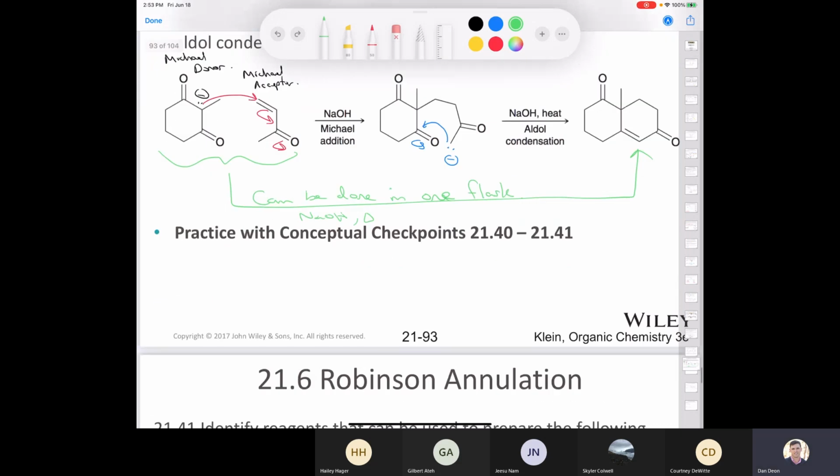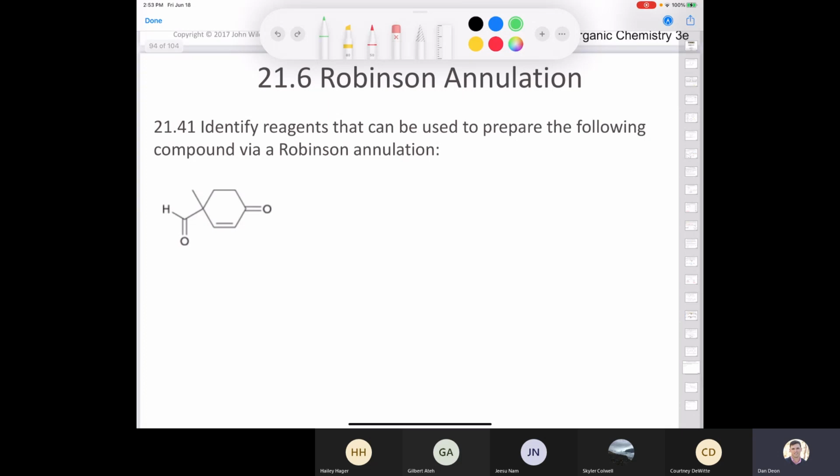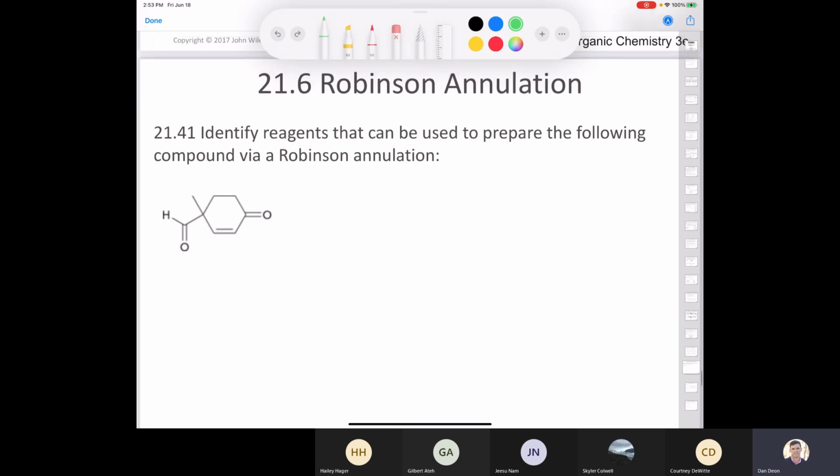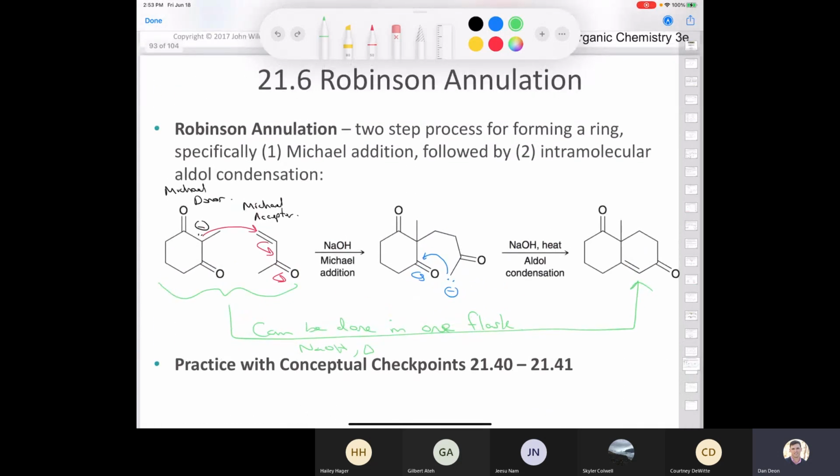Well, let's take a look at a question that involves a Robinson annulation. It says identify the reagents that could be used to prepare the following compound via Robinson annulation. Not simple when you look at it the first time. And so what I want to do is go back to this example and kind of dissect it, right?